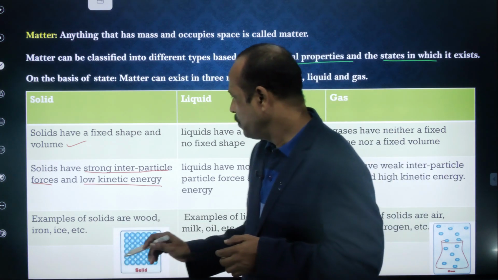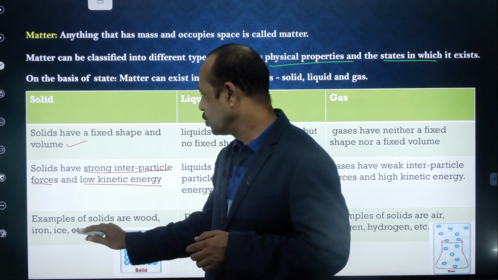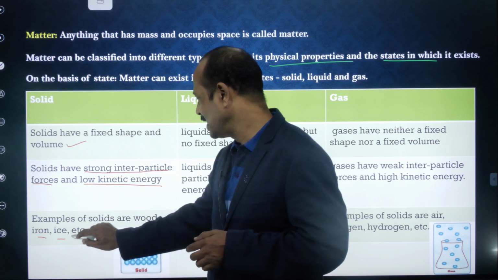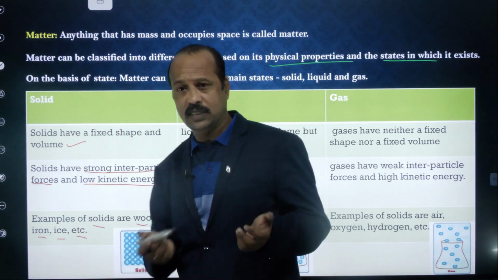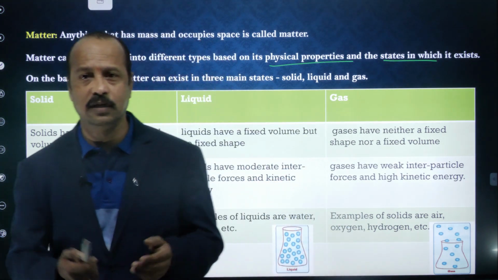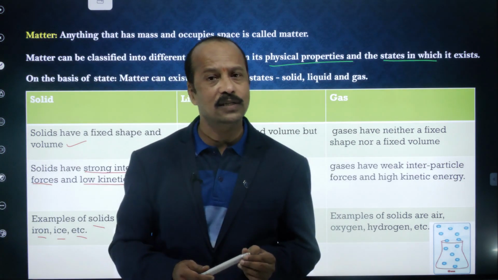Now, examples of solids. What are the examples of solids? Iron, ice, wood. These are all solids. Even this stylus. These are all examples. Okay, so these are about the solids.